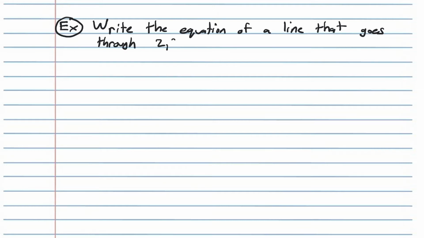(2, 2), and is parallel to y = 2x - 5. Now we're looking for an equation, right? They gave us an equation in the question, but it's not like we can just use that as our answer, right? We have to come up with our own.